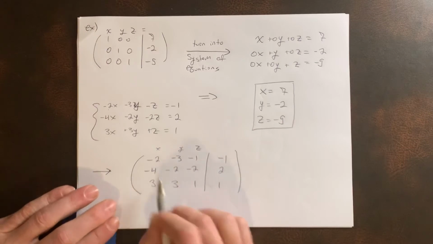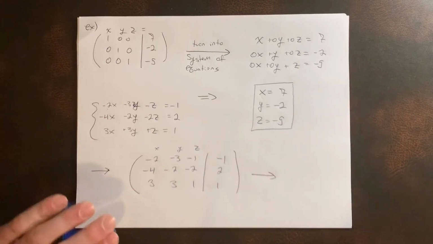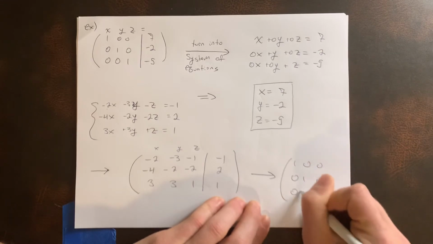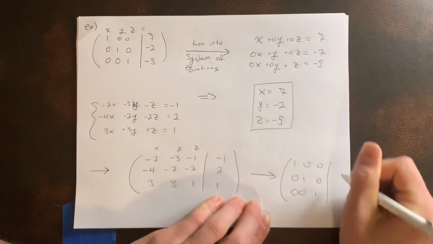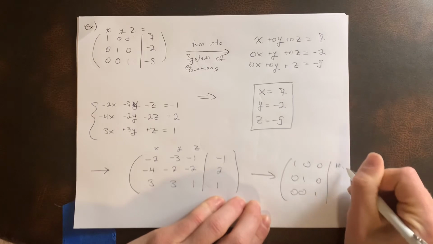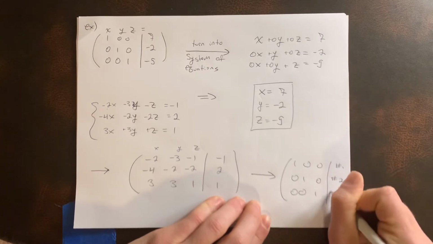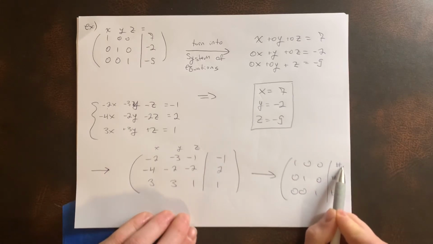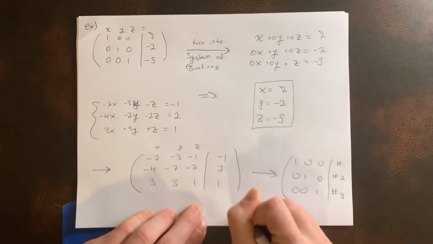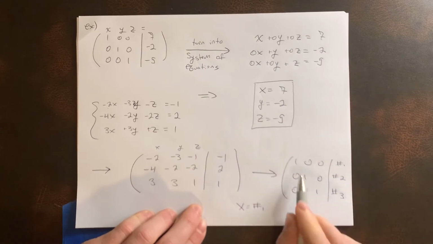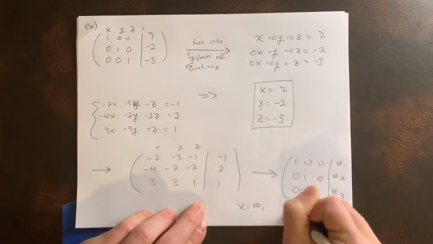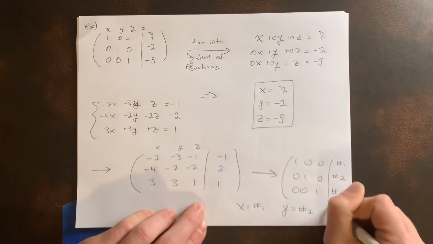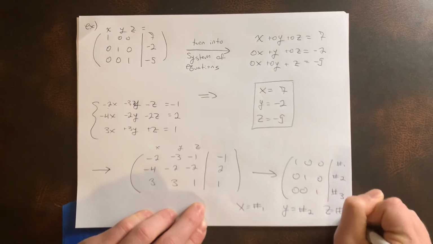So somehow what we want to do is manipulate this and have it turn into 1, 0, 0, 0, 1, 0, 0, 0, 1. And then over here, there's going to be some numbers. So number 1, number 2, number 3. And if we're able to do this, well, then this first number is going to be our x. So our x is going to be number 1. This number right here is going to be our y. Our y will equal number 2. And this third one down here is going to be our z. Our z is going to equal number 3.